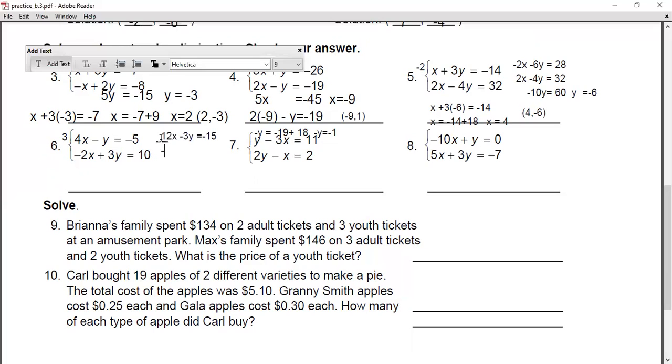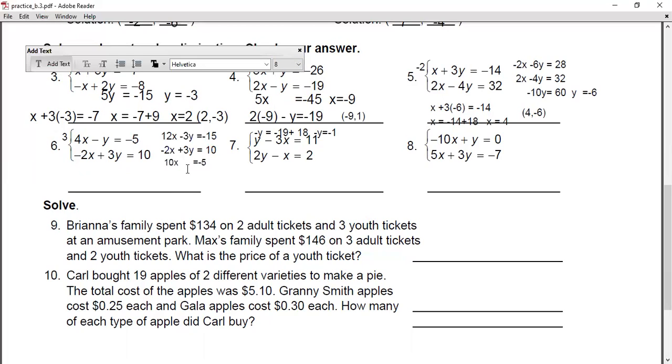Okay, so the next one is negative 2x plus 3y equals 10. Okay, so as you can see, you will cancel out negative 3y and positive 3y. So you will be left with 12 minus 2, which is going to give you 10x. Okay, so 10x equals negative 15 plus 10, which is going to give you negative 5. So x is going to be equal to, here it's a different kind of a question.